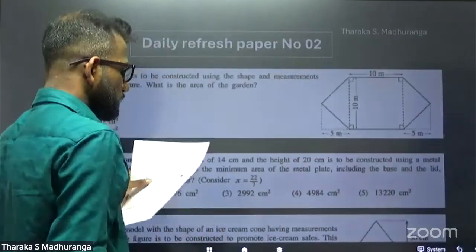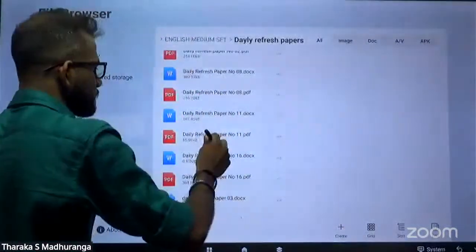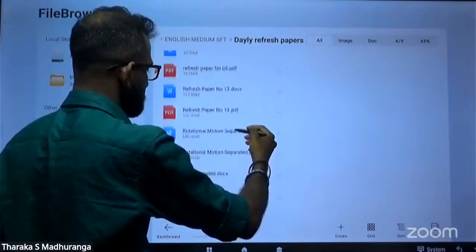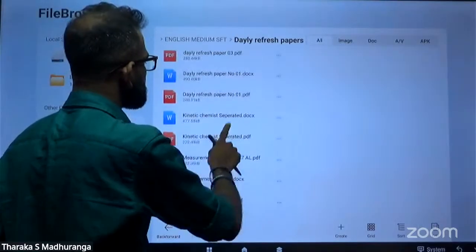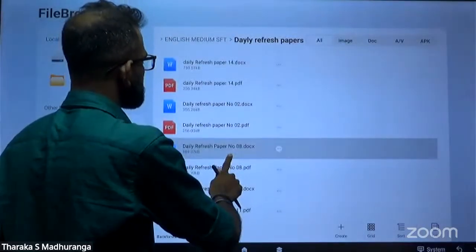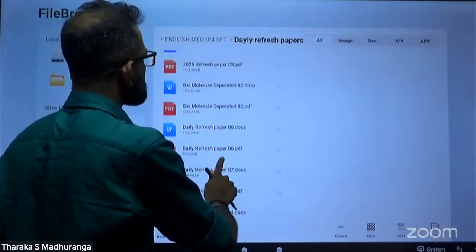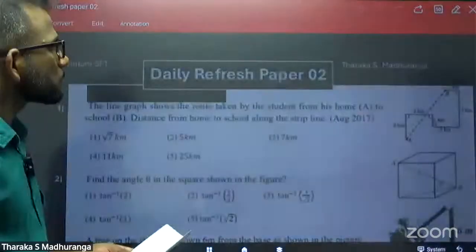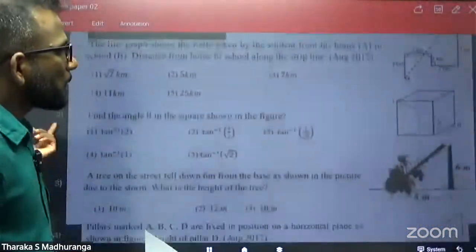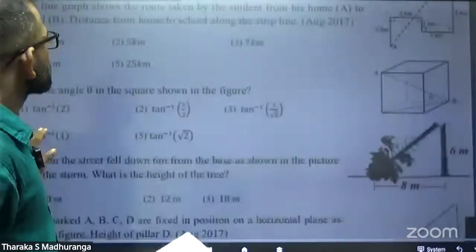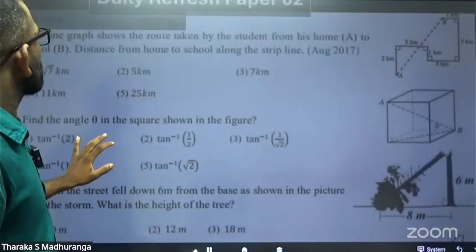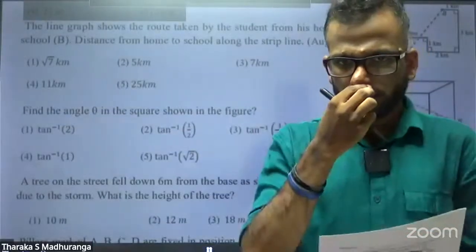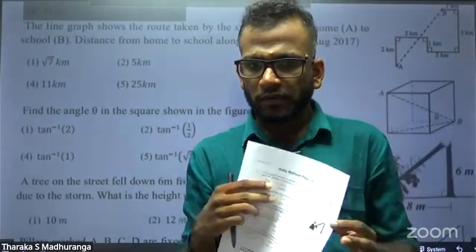Oh, sorry, this is not the paper, right? This is not the paper. This is 25 students. Yes, this is the paper. Okay. Is it clear? This is a paper, right?